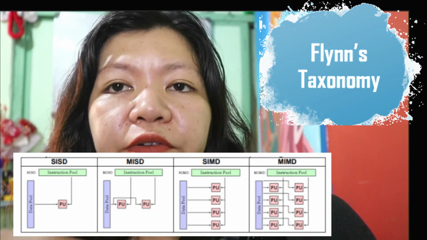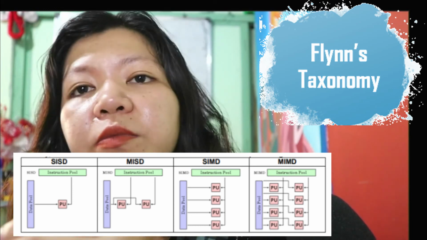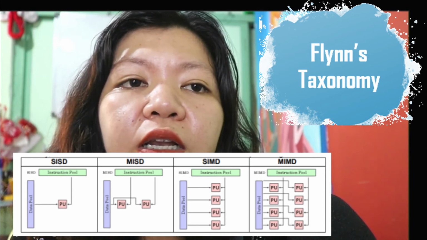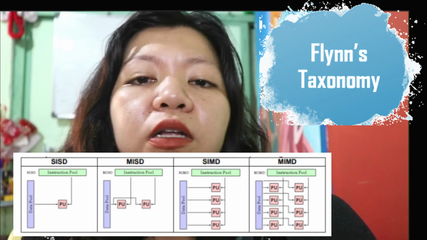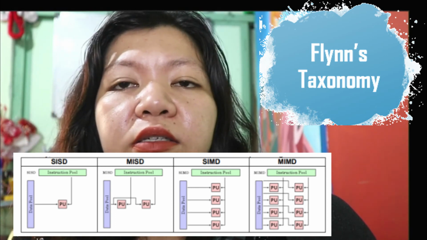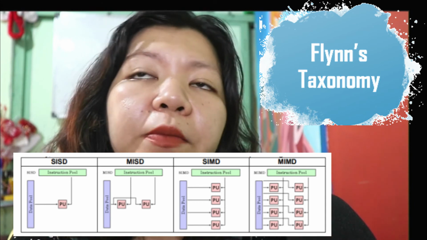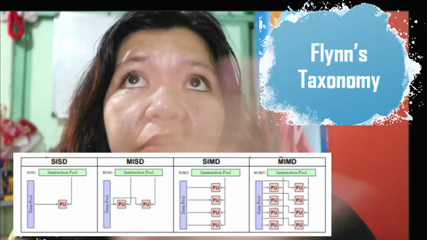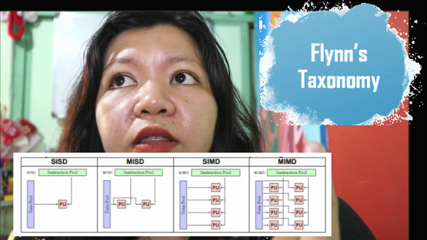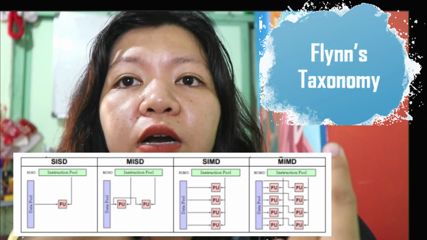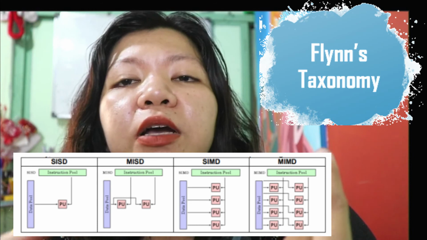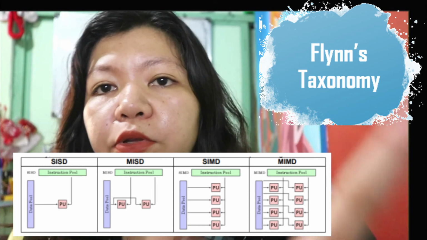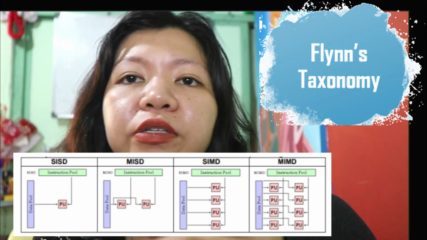Let us try to define each class in Flynn's taxonomy. So, SISD: a sequential computer which exploits no parallelism. This means nothing runs simultaneously between the two. They wait for each other, sequentially. When the instruction is using the pathway, the data can only follow when the instruction is done. Only then can it use it. So, no parallelism, one at a time. An example is the von Neumann: old machines or old mainframes.